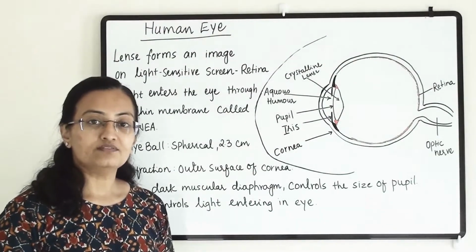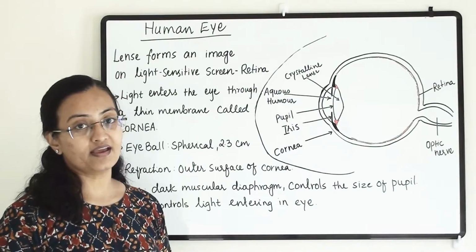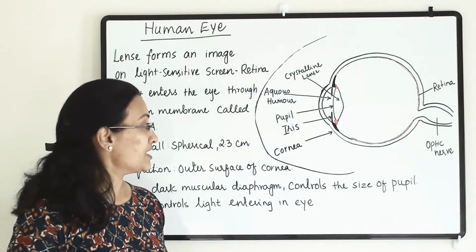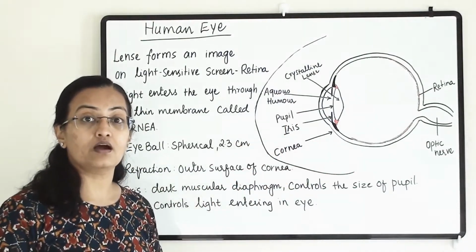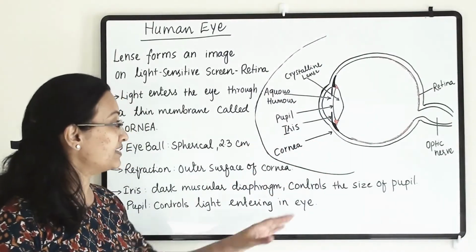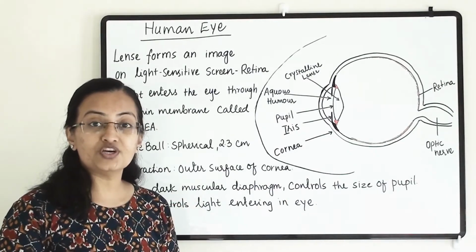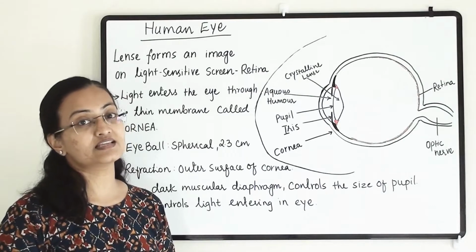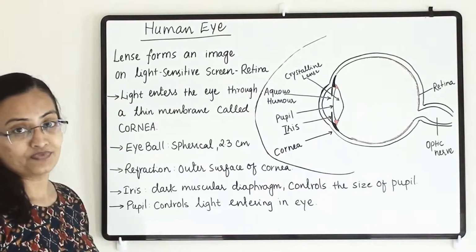Welcome to Learn Yourself. Today we are going to learn and understand chapter 11, that is Human Eye and Colorful World. Today we are going to learn and understand the structure of the eye, and we will understand how the image formation happens at the retina, and we will get to know what that object is and how our brain is sensing all those signals. So let us start with the structure of the eye.